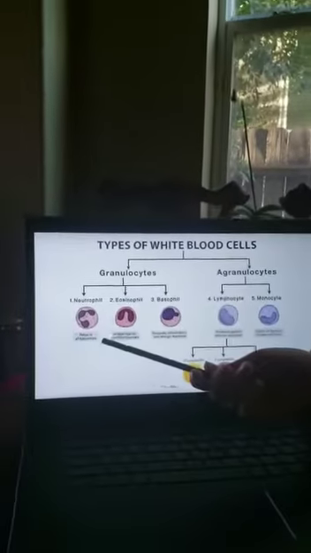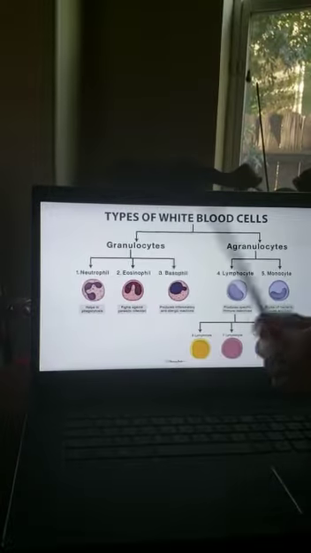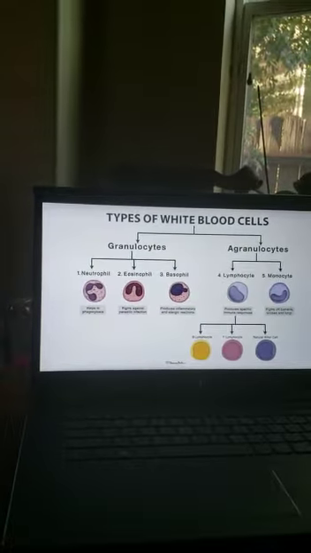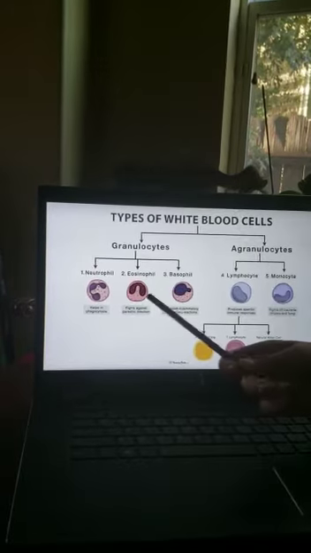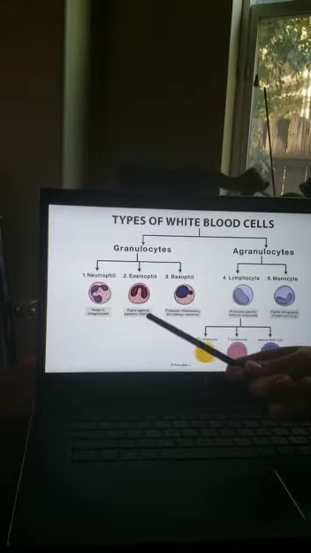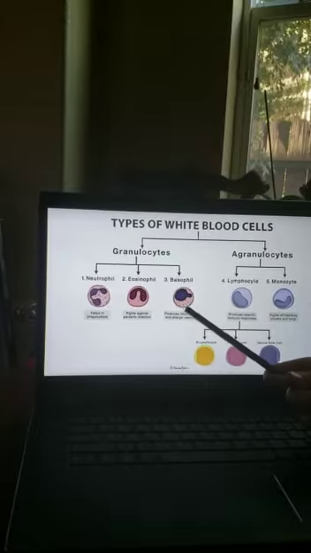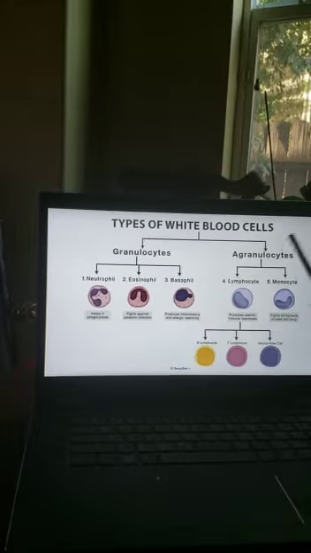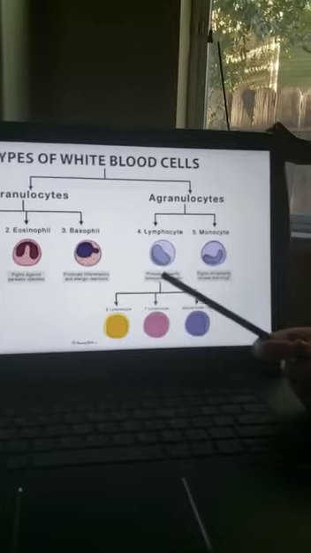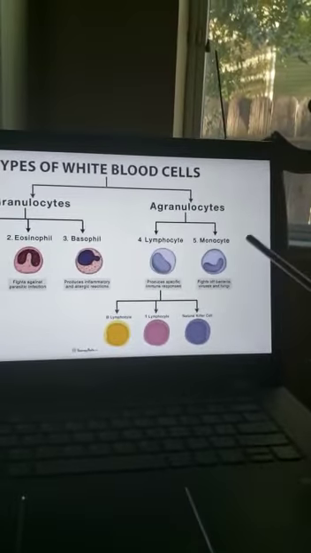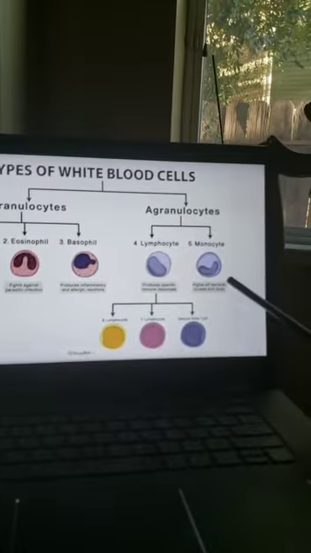Neutrophil helps in phagocytosis. Phagocytosis is a process which removes foreign particles and dead skin cells. Eosinophil fights against parasitic infection. Basophil produces inflammatory and allergic reactions. Lymphocyte produces specific immune responses, and monocyte fights off bacteria, viruses, and fungi.